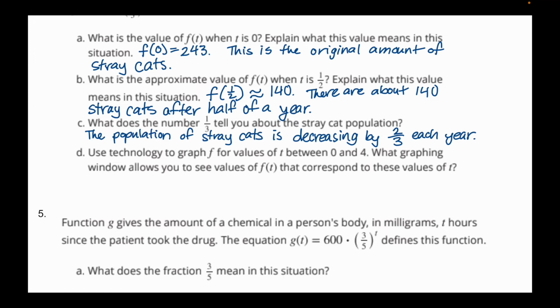So what graphing window allows you to see values of f that correspond to these values of t? I'm going to say on x, I need it to go from 0 to 4, which is nice, or I can say 0 to 5, something like this. On my y-axis, it was easiest to go from 0 to 250.